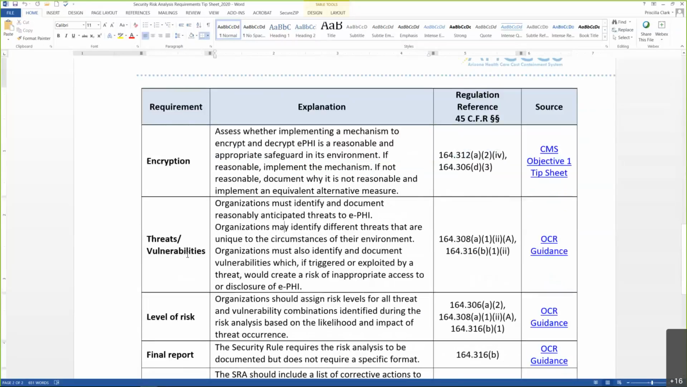The other requirement is the threats and vulnerabilities. The organizations must identify and document reasonably anticipated threats to electronic PHI. Organizations may identify different threats that are unique to the circumstances of their environment. Organizations must also identify and document vulnerabilities, which, if triggered or exploited by a threat, would create a risk of inappropriate access or disclosure of electronic PHI.